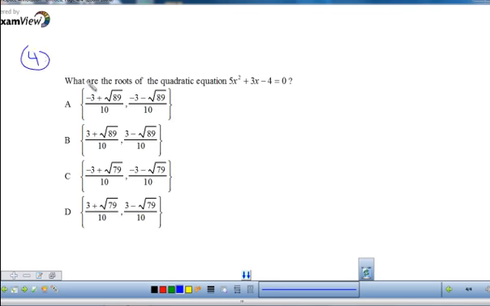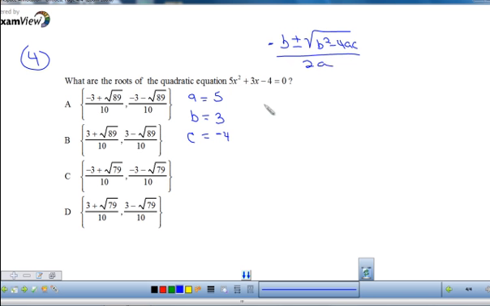What are the roots of the quadratic equation? So just by looking at the answers, I know I have to use the quadratic formula. So I'm going to have to find a, b, and c. a is my leading coefficient, b is the coefficient of x, and c is my constant. So I'm going to use my quadratic formula, negative b plus or minus the square root of b squared minus 4ac, all over 2a. Remember, that's my discriminant.